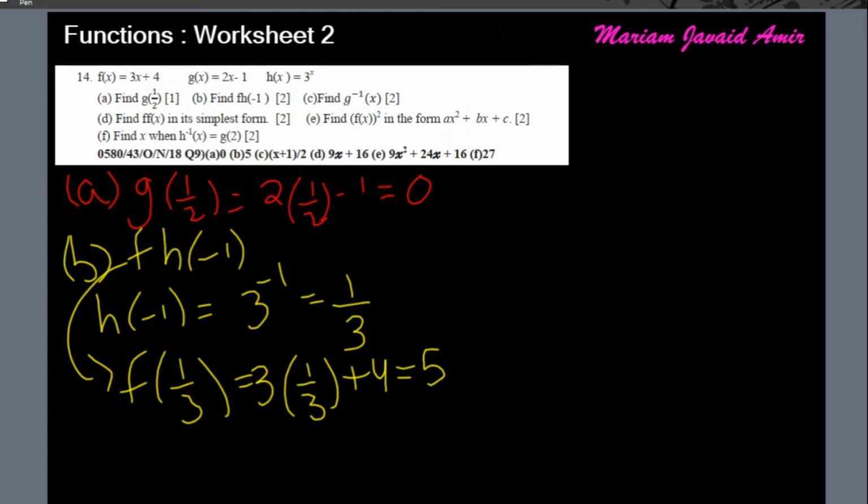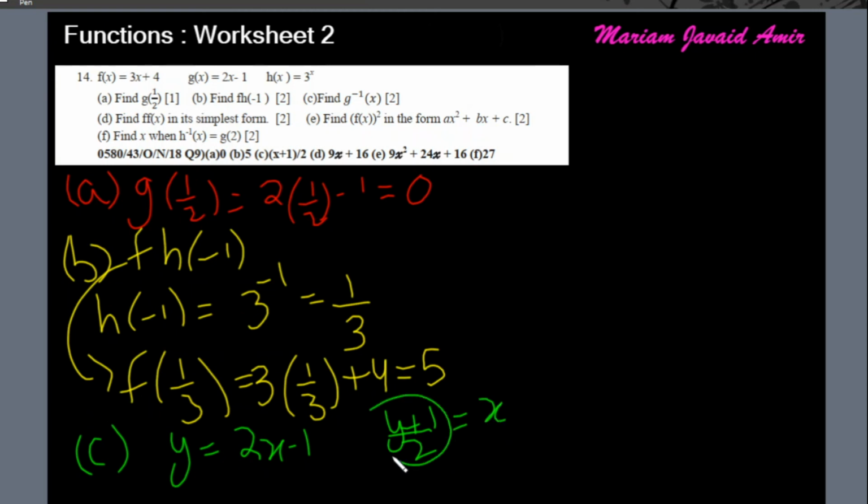Part C, find g inverse of x. So we write y is equals to g(x), make x the subject, we get y plus 1 over 2 equals x. This is the answer. Just change y to x.